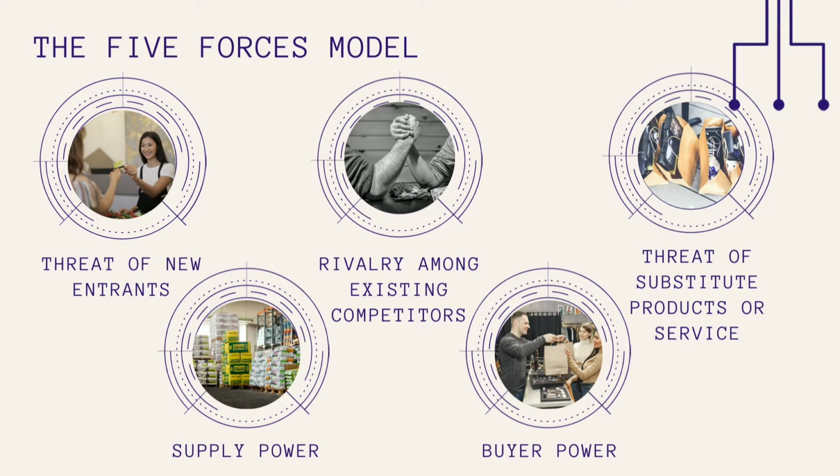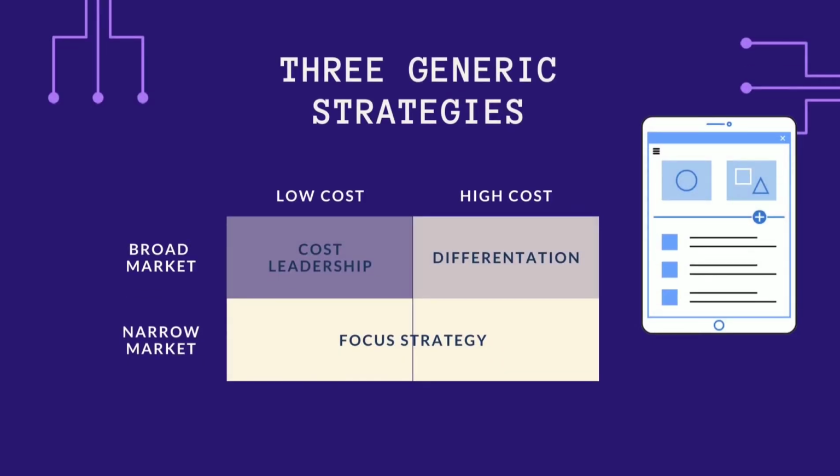Rivalry among existing competitors. It is high when competition is fierce in a market and low when the competition is more complacent. Buyer power is high when the buyer itself has many choices to choose from and low when their choices are limited. Lastly, threat of substitute products and services. It will be high when there are many alternatives to a product and service and vice versa. An organization typically will follow at least one of Porter's 3 generic strategies when entering a new market.